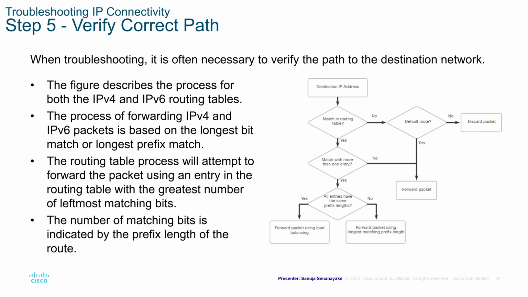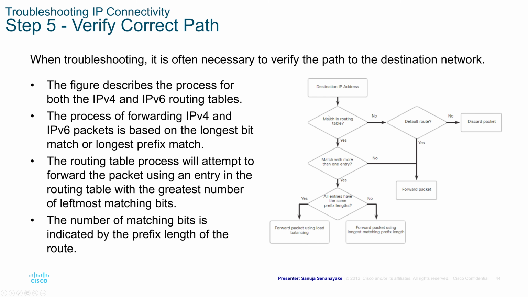The routing table process will attempt to forward the packet using an entry in the routing table with the greatest number of leftmost matching bits. Again, I have covered that as well. So the number of matching bits is indicated by the prefix length of the route. Again, if you don't remember all of these concepts, go back and watch my previous videos. But on the right hand side, it is summarizing what we have covered in our previous lectures.